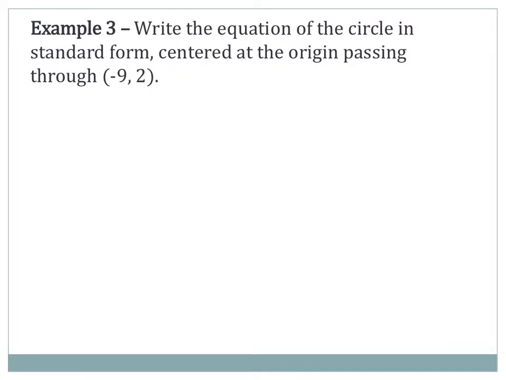Alright, so we're going to write the equation of the circle in standard form, centered at the origin and passing through (-9, 2). Whenever I get a description of a picture, I like to draw the picture. Now, passing through (-9, 2) means that you're going to be about right here. Here's your origin. That means this distance right here, that's your radius.